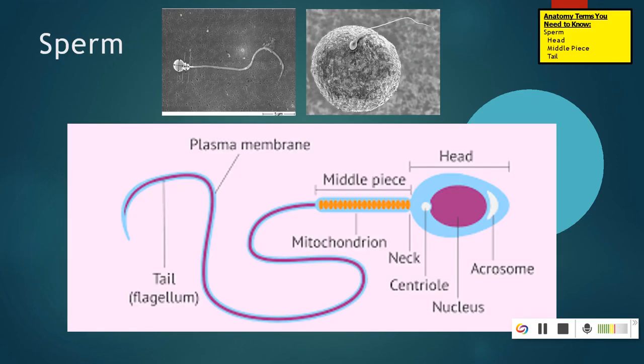Here is a sperm cell. This is the male gamete. It has the head, a middle piece, and a plasma membrane around the tail. You're only required to know the head, the middle piece, and the tail. But just for fun, the head consists of the acrosome, the nucleus, the centriole, and the neck right there, with the middle piece filled with mitochondria. And then the flagellum is wrapped in a plasma membrane.